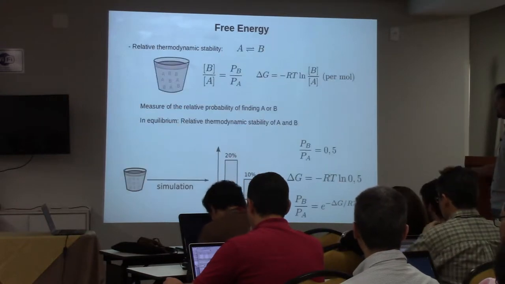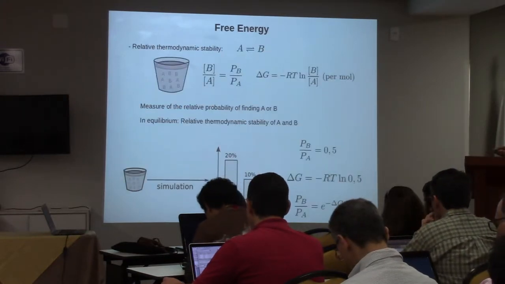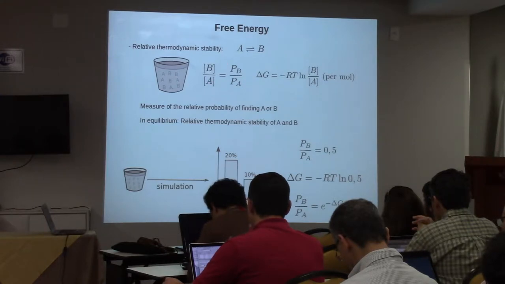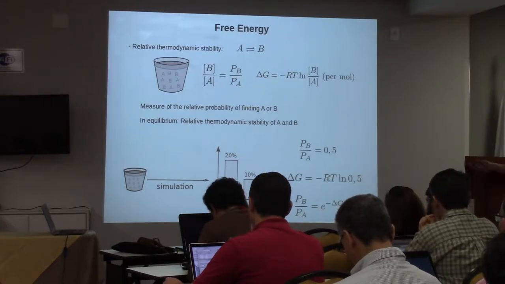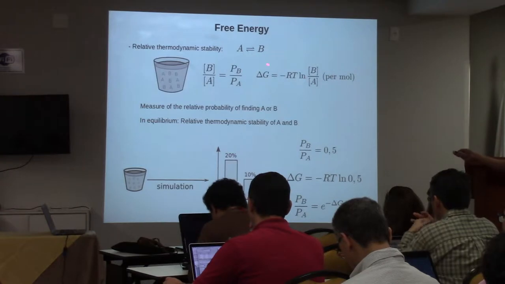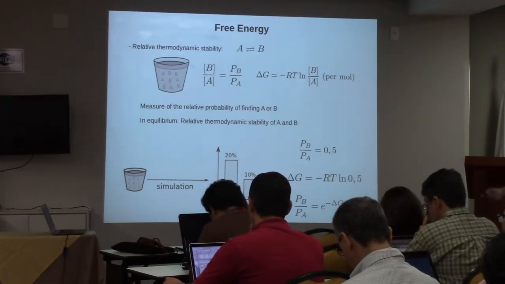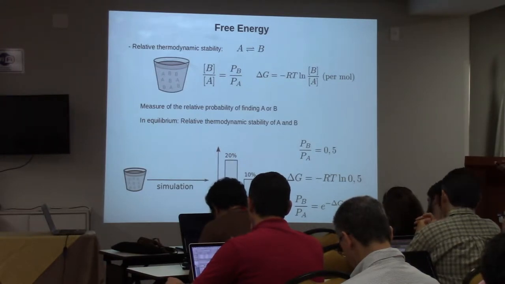So when we are computing free energies, we are actually computing the relative probability of finding two different states in the system, or two different molecules in the system. So the free energy is simply a measure of the relative probability of finding two different molecules in the system, or two different states in the system.